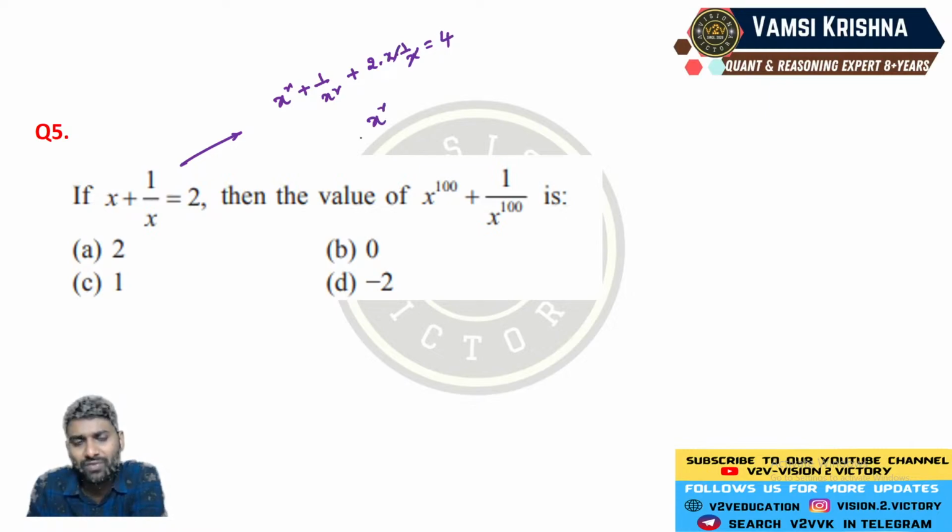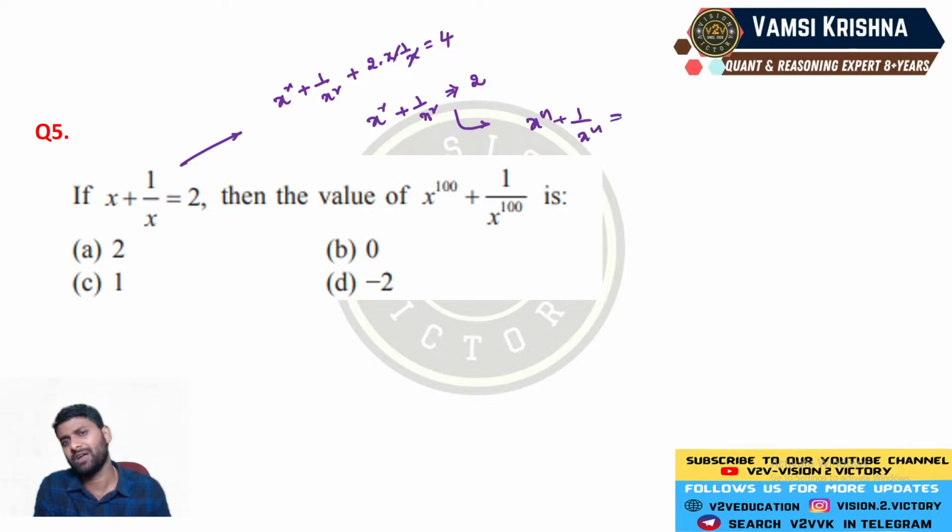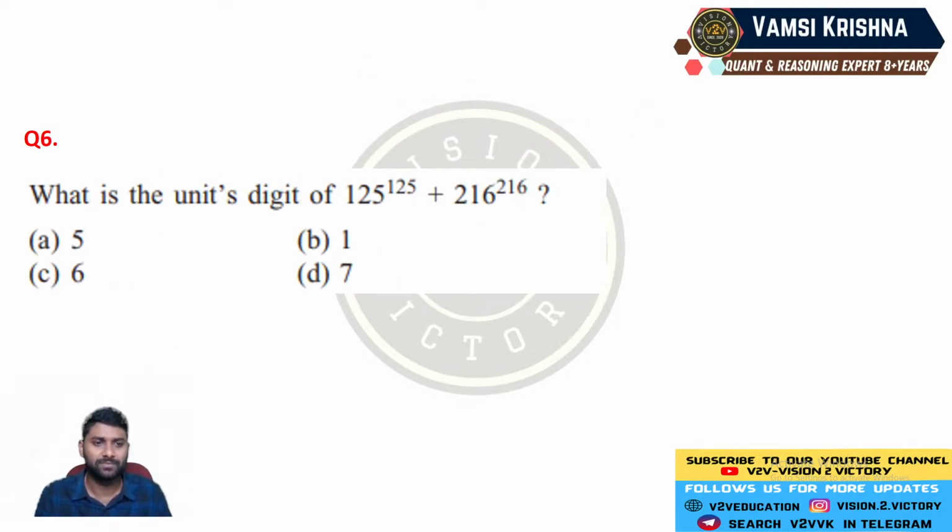Then, x plus 1 by x is equal to 2, then x square plus 1 by x square value is 4 minus 2, which is equal to 2. Then what I understand from this calculation is that x power n plus 1 by x power n value is always equal to 2. So for x power 100 plus 1 by x power 100, the result is still the same. Answer is 2.